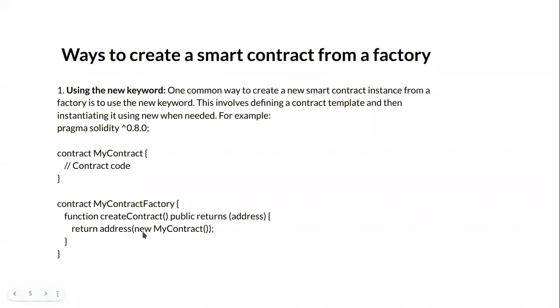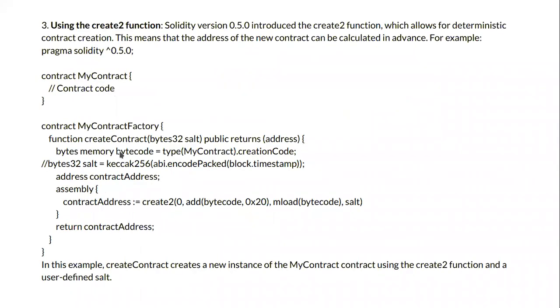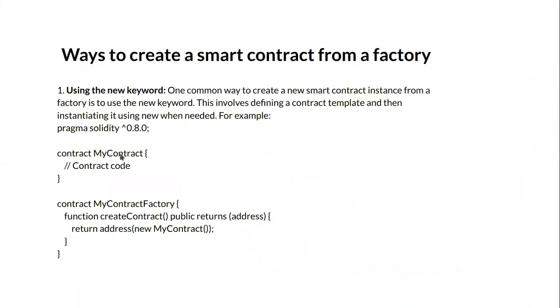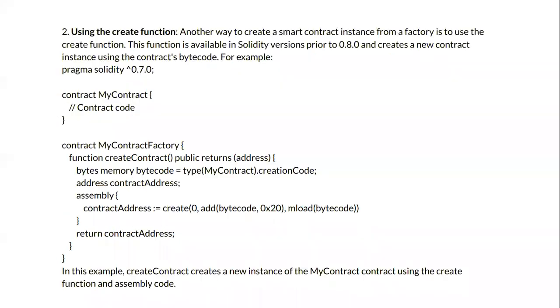You can see when you want to use the new keyword, you use new, then the name of this contract, and then you call it. That's just a simple way of creating an instance of an already defined template or smart contract using the new keyword. So another one is using the create function.